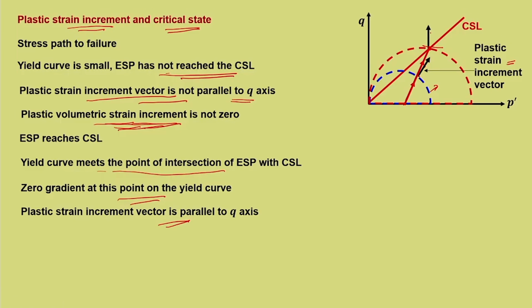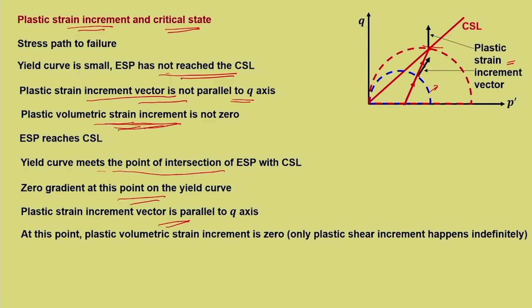Now, this is the situation where only d epsilon q p exists, and d epsilon p dash p does not exist. That means the plastic volumetric strain increment is 0, and only plastic shear increment happens indefinitely. Now we kept on telling this right from day 1 when we started discussing critical state. At critical state the soil shears indefinitely.